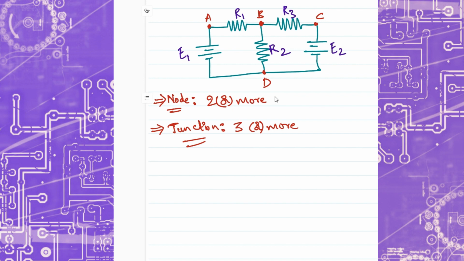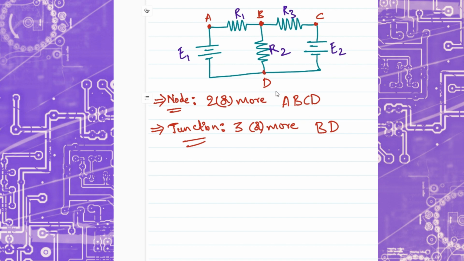Now if you want to understand the same from the circuit you see here, all the nodes that you see here are A, B, C, and D. All these are nodes. Coming to the junctions, what are the junction points that we have? B and D are the junction points, because they have three elements joined together.